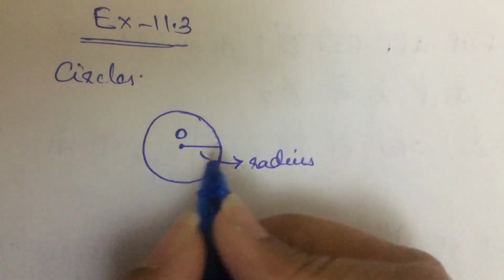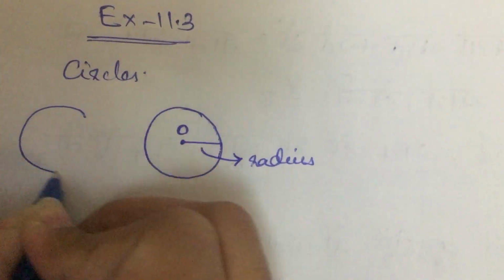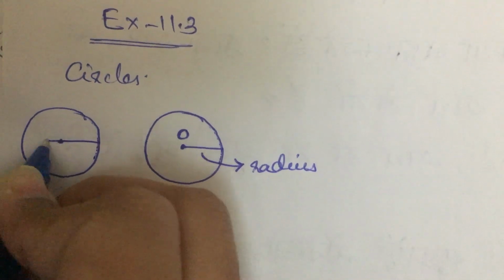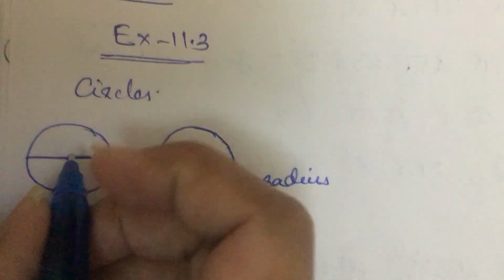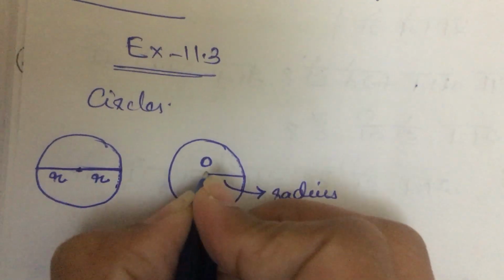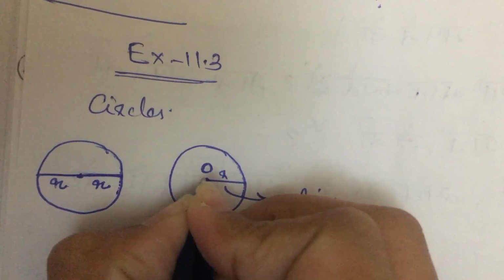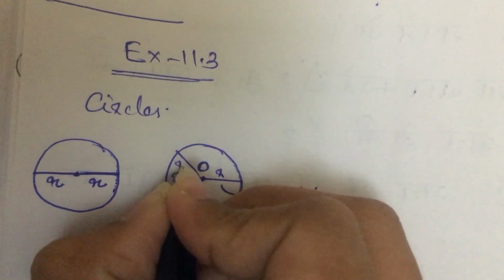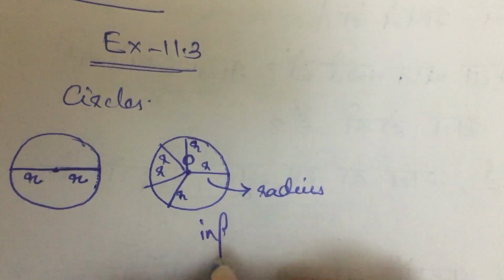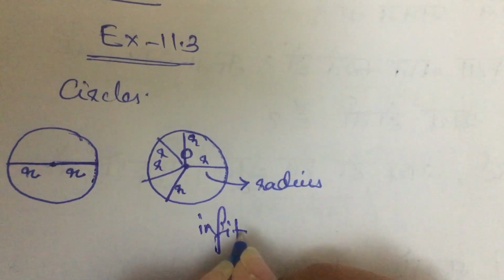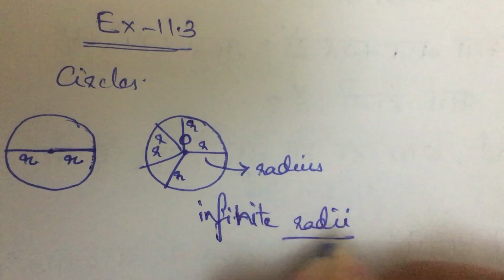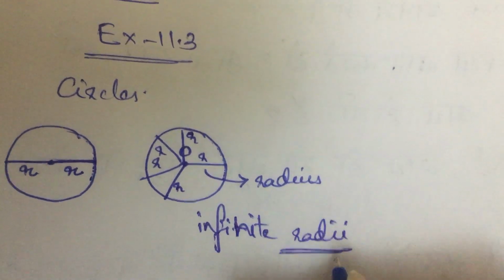If there is another circle and a line goes from the center to one side, and from the same center exactly to the other side, then this is the radius on one side and this is the radius on the other side. Any such line is a radius, so the circle has infinite radii. The plural of radius is radii.